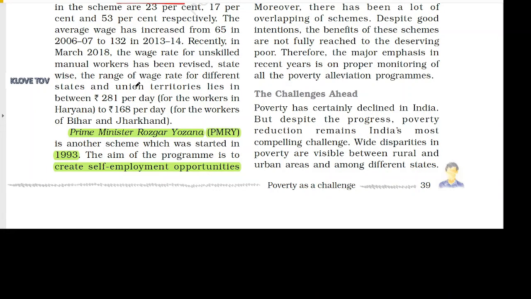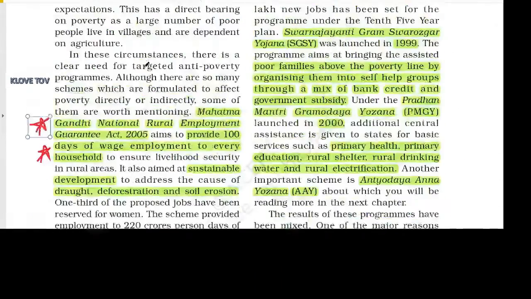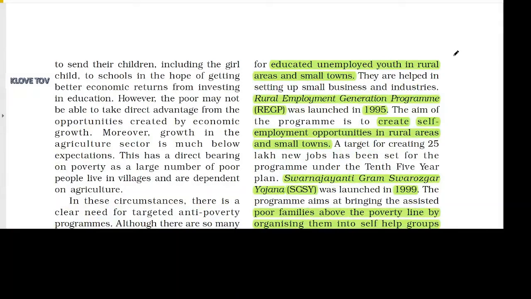State-wise, the range of wage rate for different states and union territories lies between rupees 281 per day for the workers in Haryana to rupees 168 per day for the workers of Bihar and Jharkhand. Prime Minister Rojgar Yojana is another scheme which was started in 1993. The aim of the program is to create self-employment opportunities for all educated unemployed youth in rural areas and small towns.